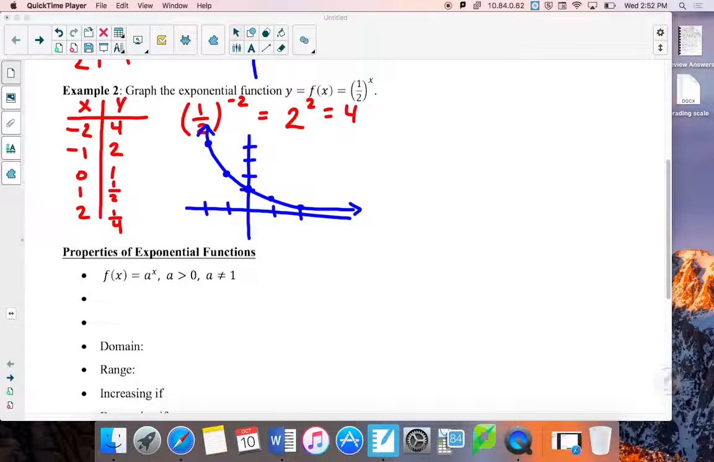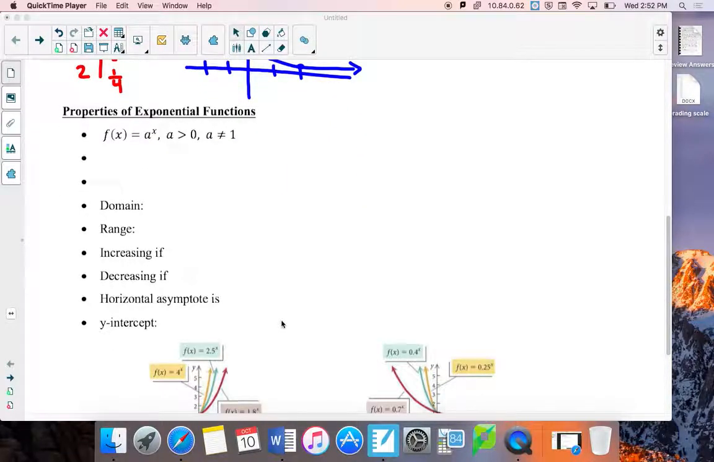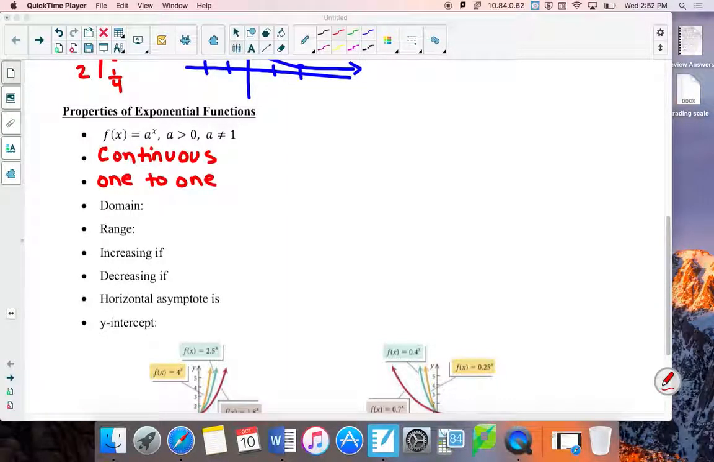All right, properties of exponential functions. We already talked about this one. f of x is equal to a to the x power, where a is positive and not equal to 1. Exponential functions are continuous. They are one-to-one functions. Remember from last class, we talked about being one-to-one. Graphically, that means you pass the horizontal line test, and when you look at those exponentials, you can see that they do. The domain goes from negative infinity to positive infinity. The range goes from 0 to infinity, not including 0.